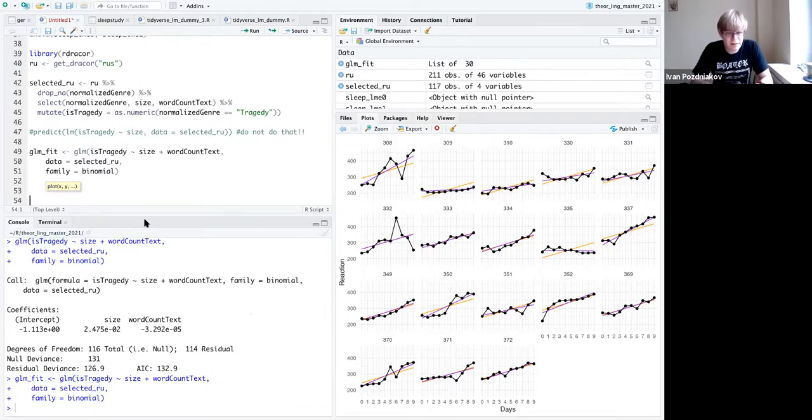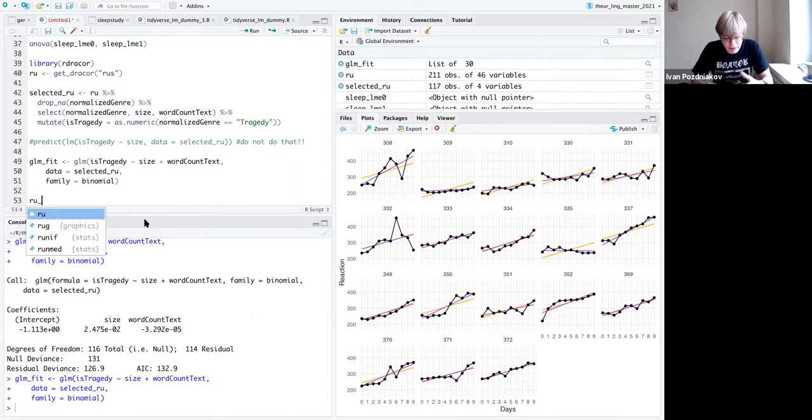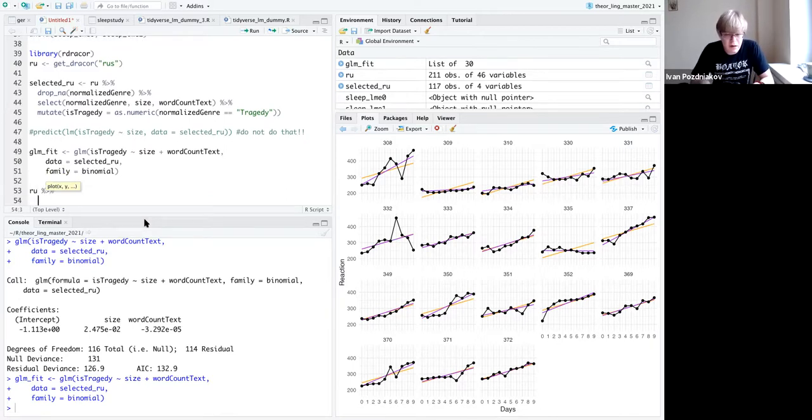And now let's select one more data set from our original rule data set. We'll select the same columns except for normalized gender. We'll try to predict whether the play is a tragedy or comedy based on these two variables, for the plays where we don't know whether they are comedies or tragedies. So we want to fill these missing values, in this case, using our logistic regression.